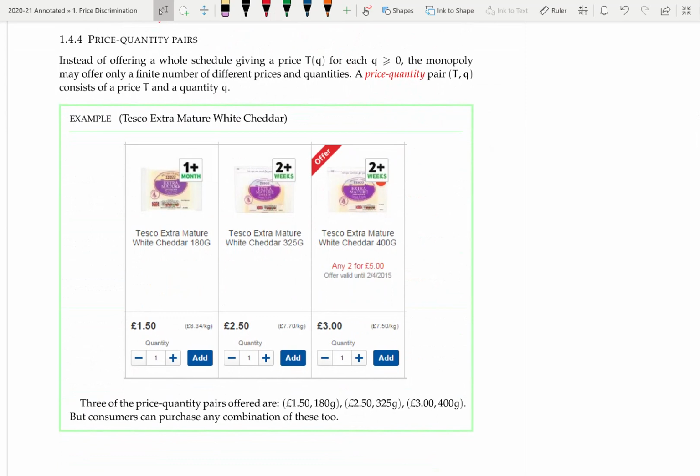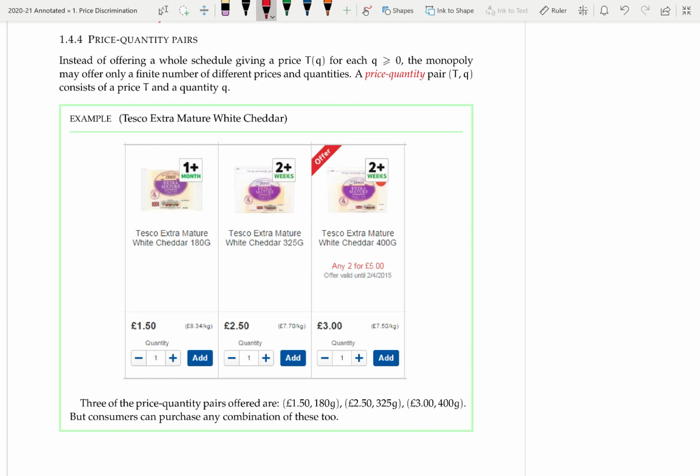So a two-part tariff is just one form of nonlinear pricing. Another form of nonlinear pricing is what's called a price quantity pair. So instead of offering a whole schedule and allowing the consumers to choose any quantity they like, it might be that the monopolist offers only a finite number of different prices and quantities. So a price quantity pair just consists of a total outlay, T, and a quantity. So it could be you can buy 10 units for £50, you can buy 20 units for £80, and so on. So that's a price quantity pair.